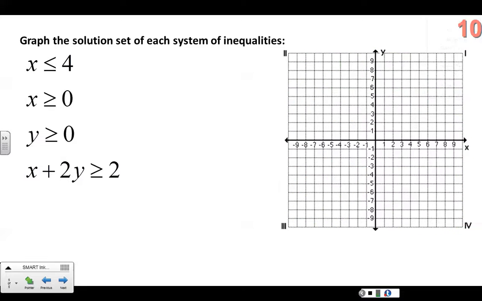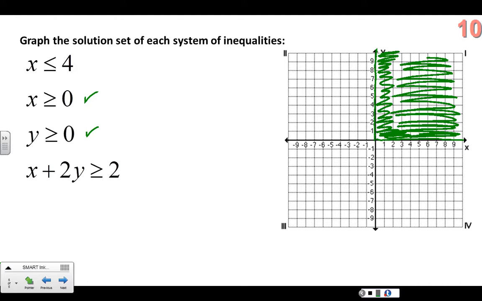So let's try this last one. Got four different inequalities going. And this one's kind of neat because these two statements right here are going to help us tremendously. X is greater than or equal to 0, y is greater than or equal to 0. That means it's going to occur all in the first quadrant. If X has got to be positive and Y has got to be positive, then we know we're just going to shade everything green in quadrant 1. So I can take care of those in one step.